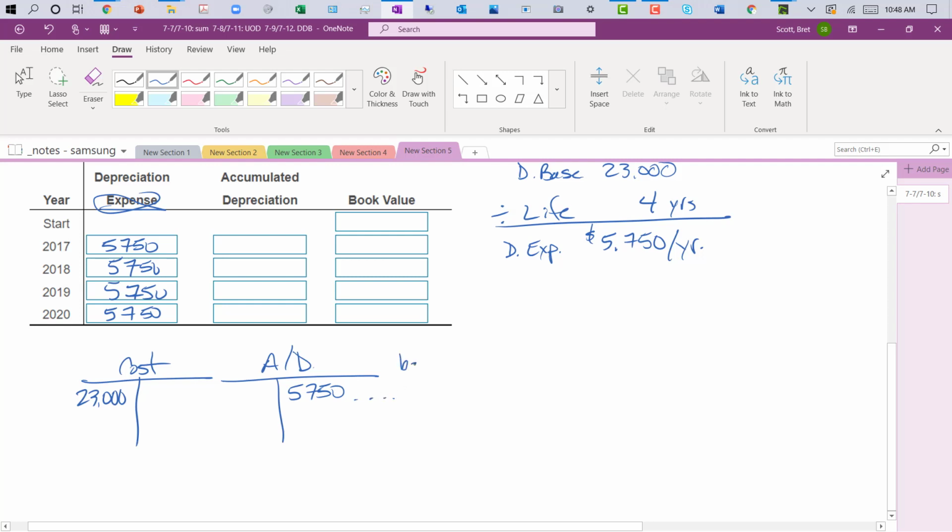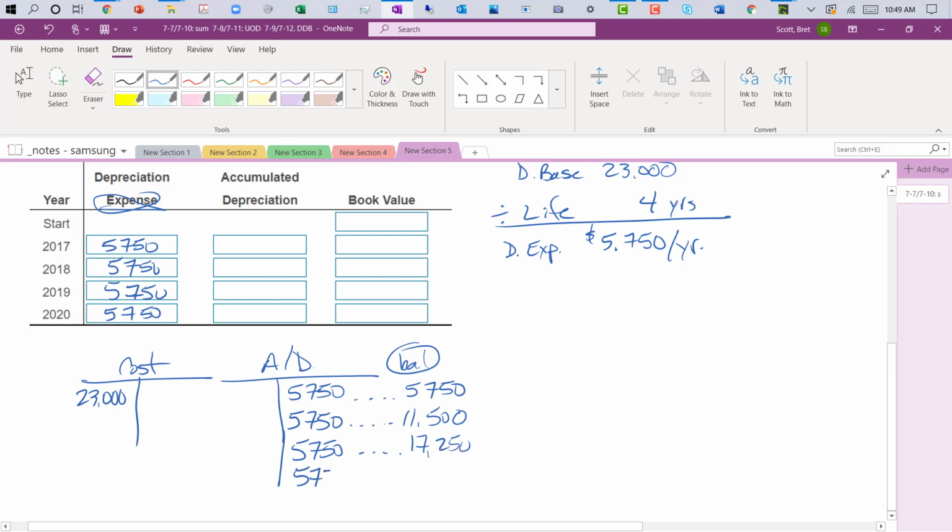So the balance in accumulated depreciation in 2017 would be 5750. Next year, we would do the same journal entry, credit accumulated depreciation, debit depreciation expense. If I took a balance, I'm not going to do that right now, I'm just going to put it over here. Now the balance in this case is 11,500. And I keep doing that for each year, 5750. So this is for 2019. The new balance would be 17,250.